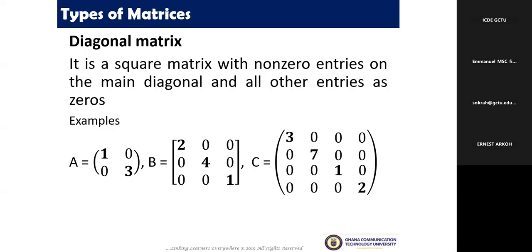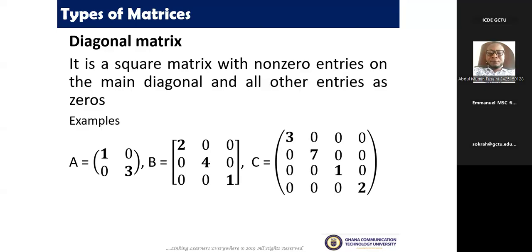Have you seen it? The zeros in the question. What have the zeros done? So that is when the values above and below the main diagonal are zero. So all the entries or elements which are above and below the main diagonal are zeros. So everything is zero apart from elements in the main diagonal. So that gives you what? A diagonal matrix. Take note.